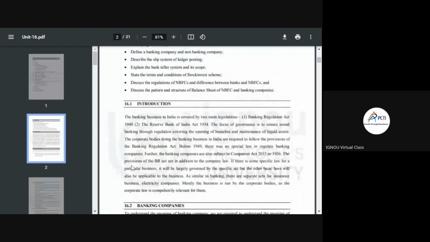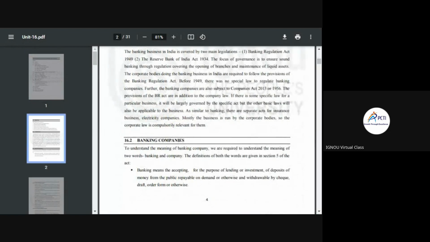First of all, the introduction. According to the Banking Regulation Act 1949, there are two things: one is the Reserve Bank of India Act 1934, and the other is the Banking Regulation Act, that is 1949. So the whole banking system in India is covered by these two main legislations.